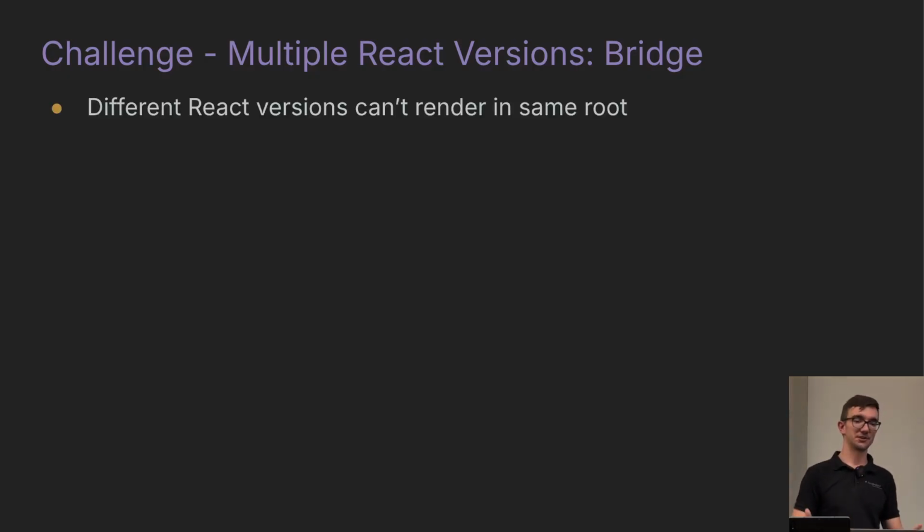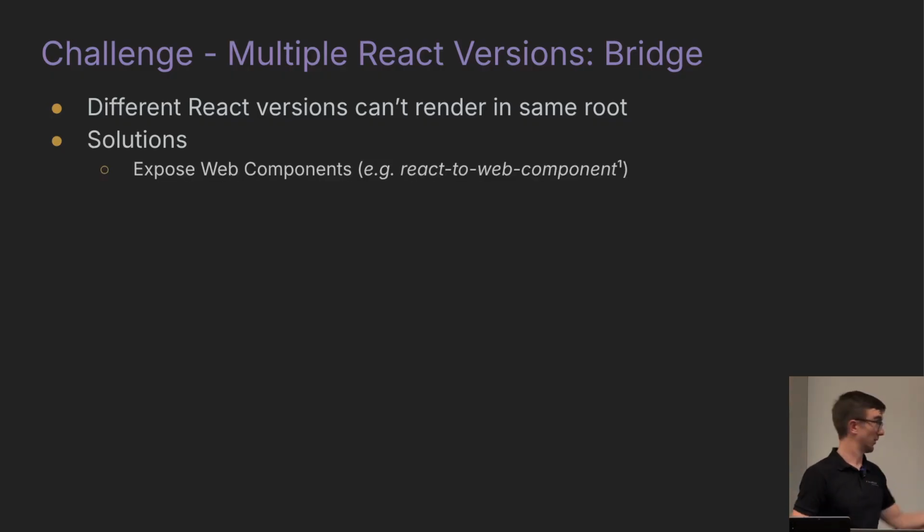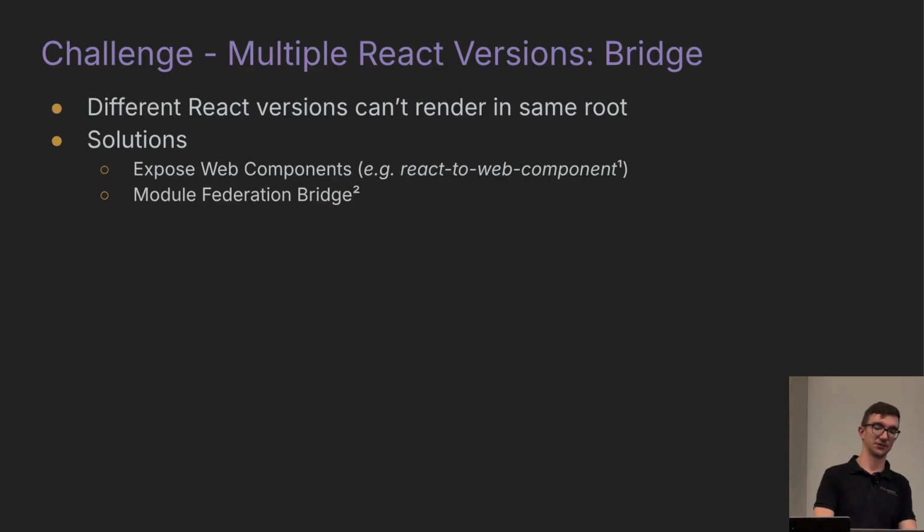Because different React versions can't render in the same root. It just doesn't work, especially if you go major version upgrades. So possible solutions to address this would be decoupling the React rendering. So one thing would be, of course, exposing web components. One thing using something called a module federation bridge, which the maintainers of MF build. But you can also build this bridge directly because it's not rocket science.